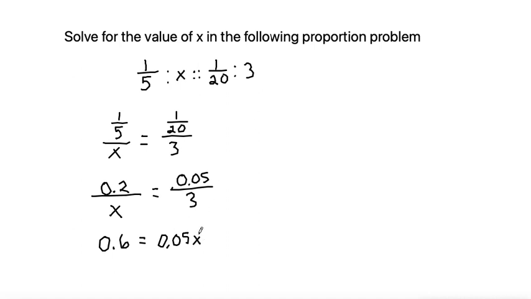Okay, and from here, we just need to get the x by itself. The x is currently multiplied by the 0.05, so if we move it to the other side, we need to do the opposite of multiplication, which is division. So we can divide both sides by 0.05. Which cancels out the 0.05 with the x, so it leaves just x on the right side. And if we grab our calculator, 0.6 divided by 0.05 is 12. So the value of x in this problem is 12.